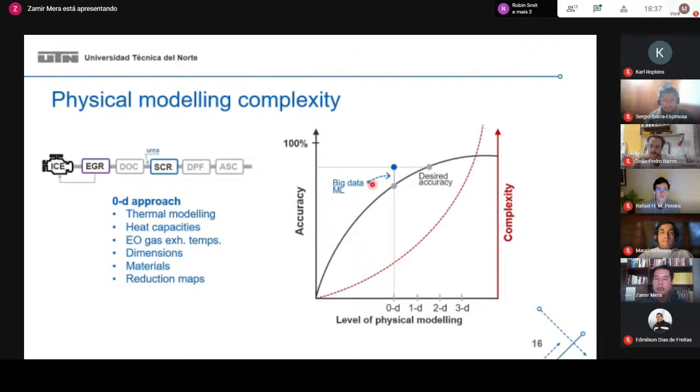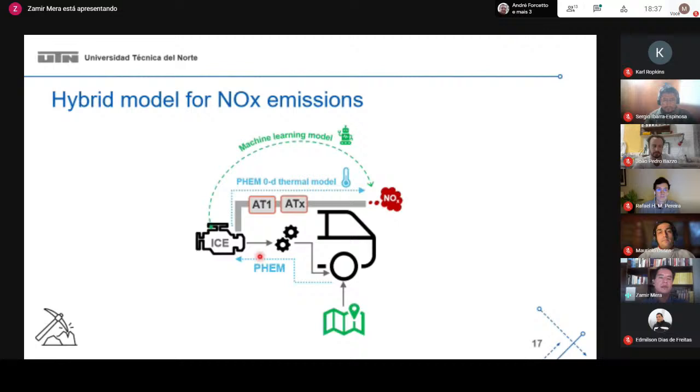In another work, we are trying to use FEM, which is a physical model, and we will replace the FEM 0D thermal model of the after treatment with a machine learning model. In this case, we don't need to model each of the elements of the after treatment layout, and we take a jump with a machine learning model.